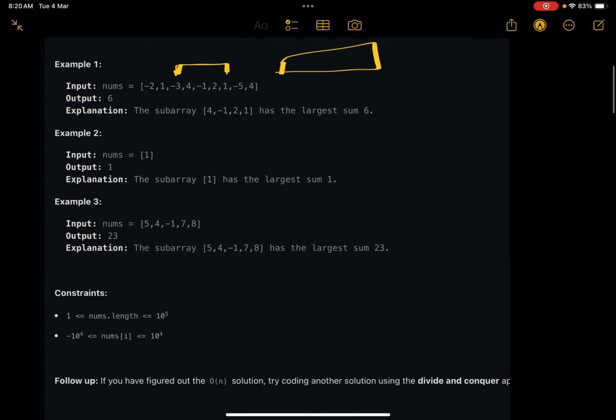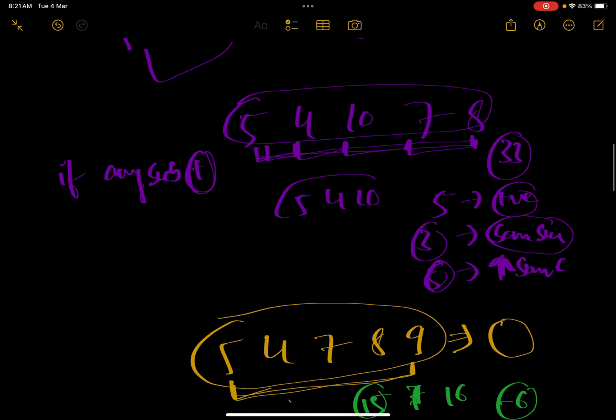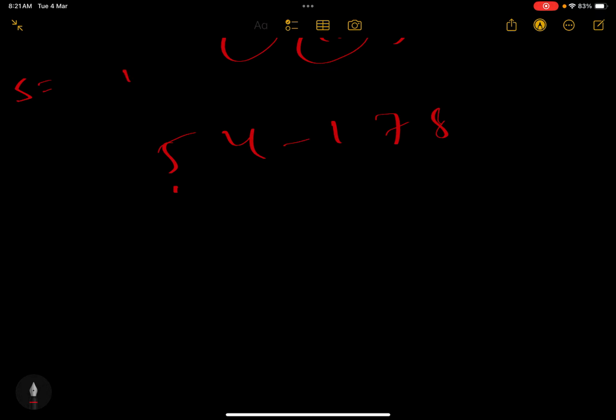Have a look, this is the test case: 5 4 minus 1 7 8. First we will take a variable sum and another one, maxi. The first sum is 5, I update it to 5, and maximum is also 5. Then 5 plus 4 is 9. Now the sum is 9 and maximum is also 9. I am updating the sum.